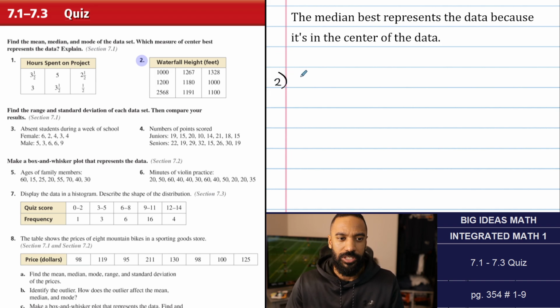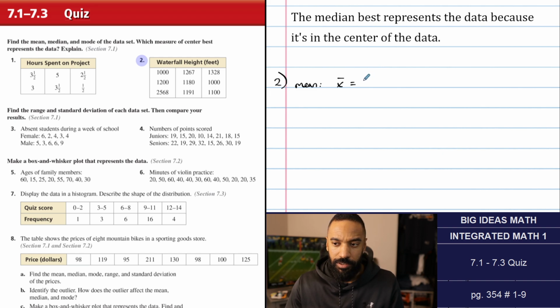All right, number 2, they're asking for the same 3 things. So for the mean, we're going to do the same thing, x bar. We are going to add these up and then divide by how many there are. There are 9 of them. So we'll be doing this.